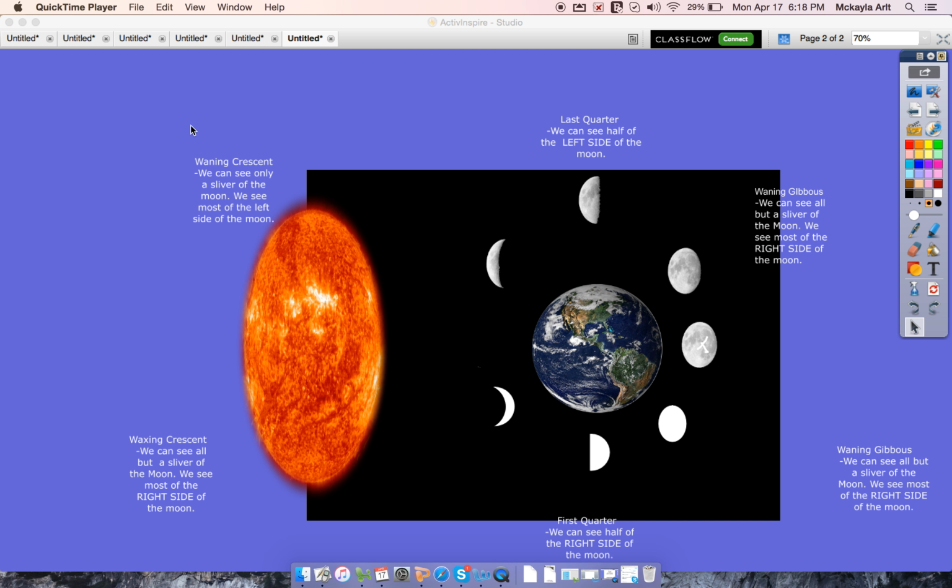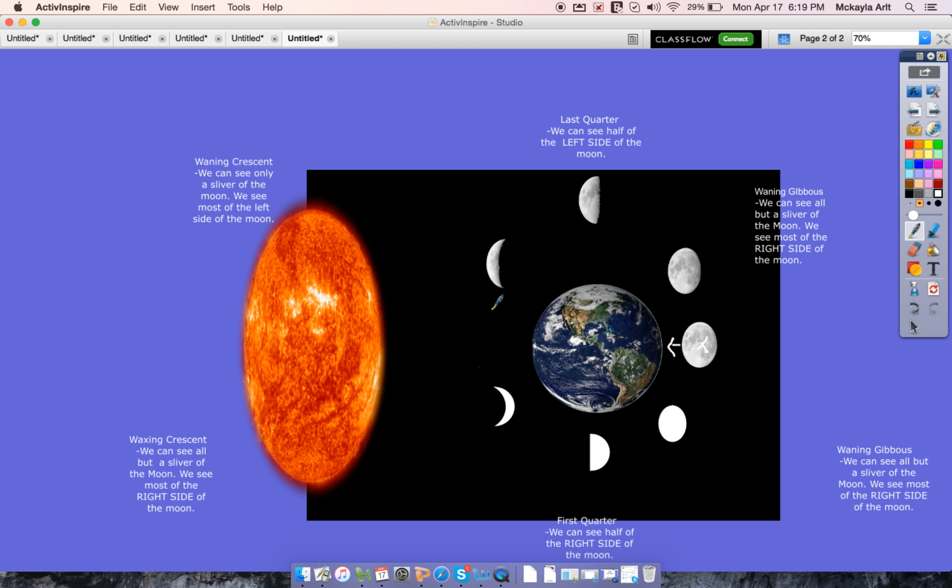You have seen the full moon, which means that the Earth can see a full moon, which means all of the moon, basically, or the side that's facing the Earth.